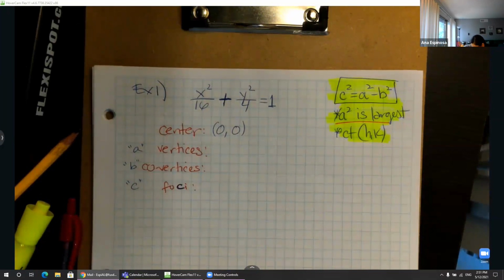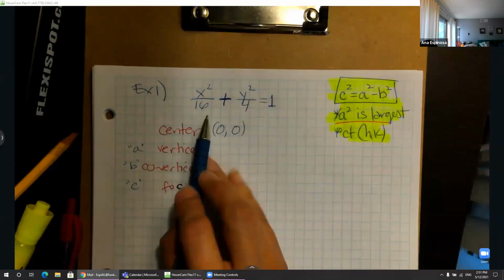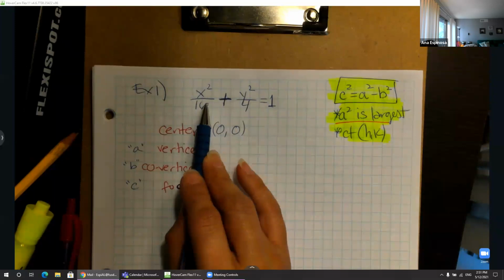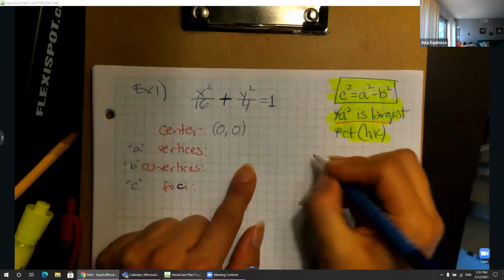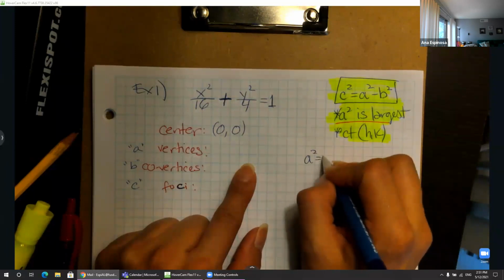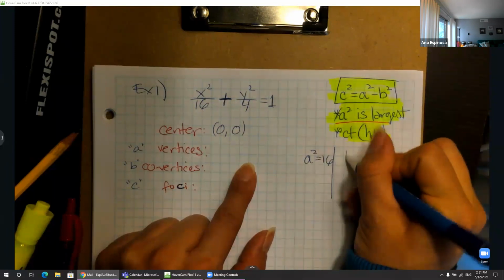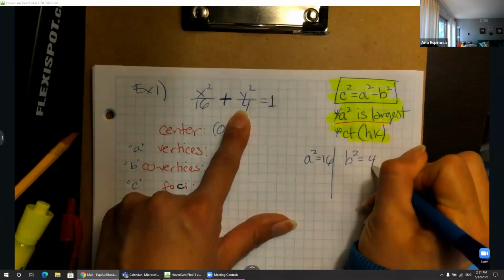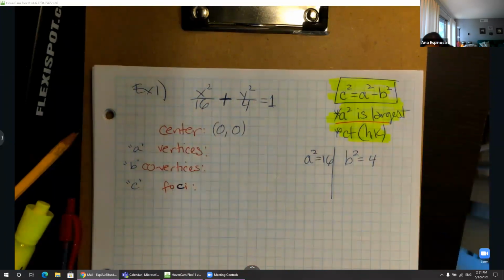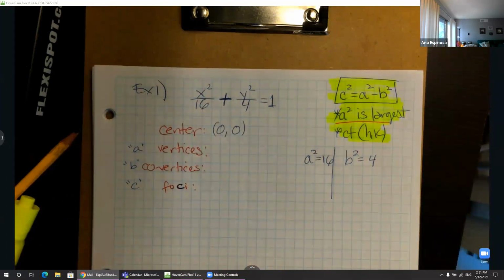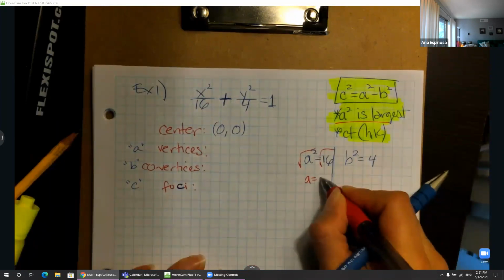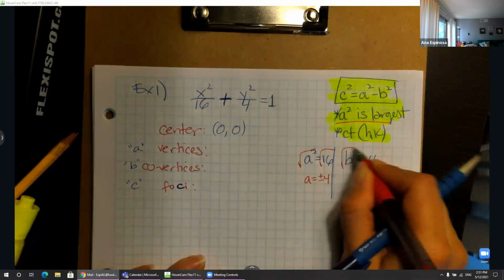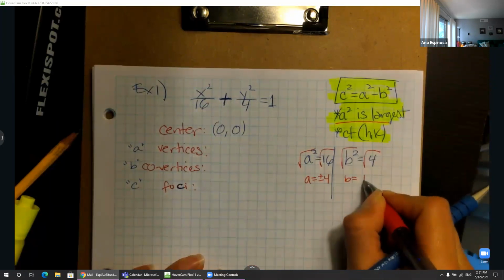Okay. Once we have that, we're then going to state A squared is the largest. So you look at your denominators and you say, okay, which one's the largest, 16 or 4? 16 is the largest. So I'm going to say A squared equals 16. Therefore, B squared is the smallest one. And you solve for A. Square root, A equals plus or minus 4. Take square root, B equals plus or minus 2.